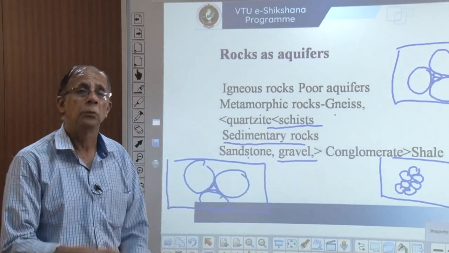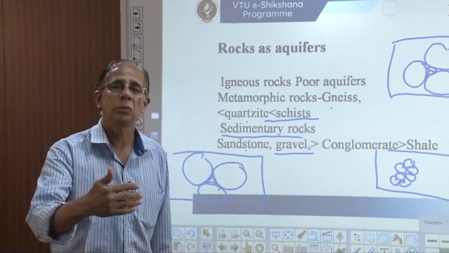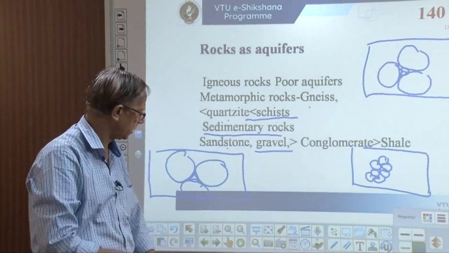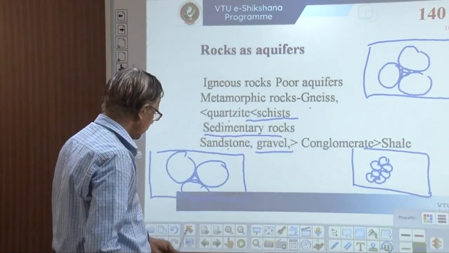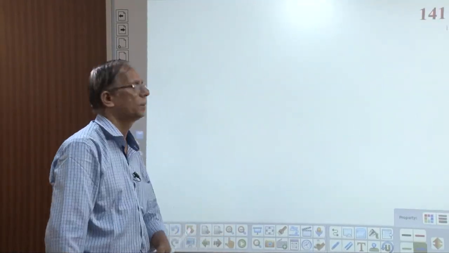Thus, friends, we are now able to say which rock is good for what among sedimentary rocks. Shale is not that good a rock. Friends, thank you.